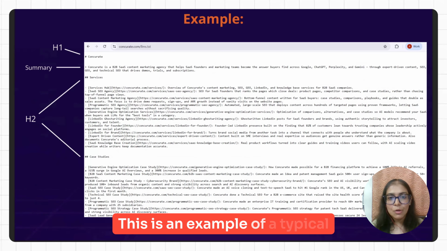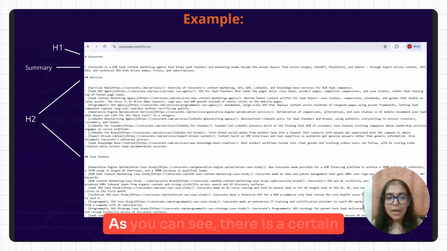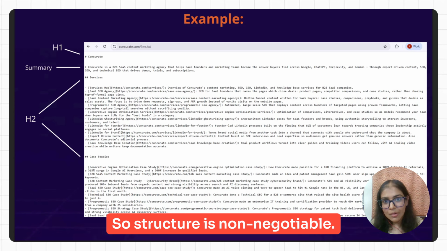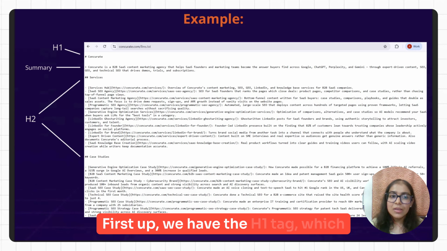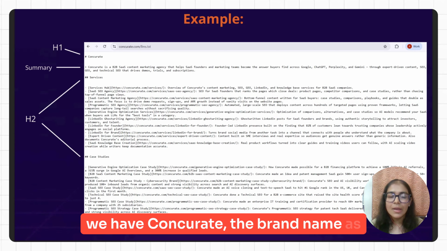This is an example of a typical llms.txt file. This was Concurate's file. As you can see, there is a certain hierarchy, a certain structure to this file because the core idea is to make it easy for AI bots to understand the llms.txt file. So structure is non-negotiable. First up, we have the H1 tag, which is denoted by the single hashtag. And we have Concurate, the brand name, as the H1.